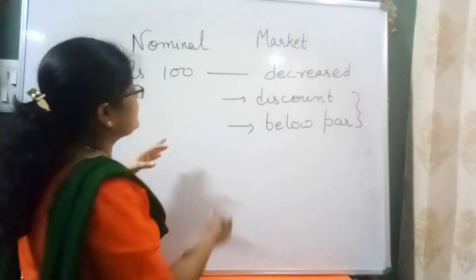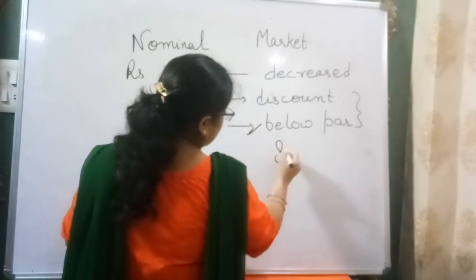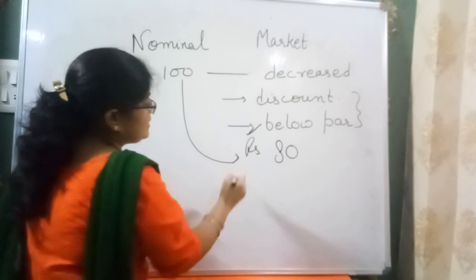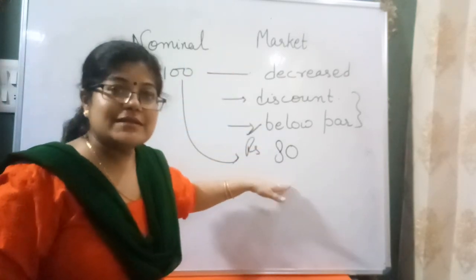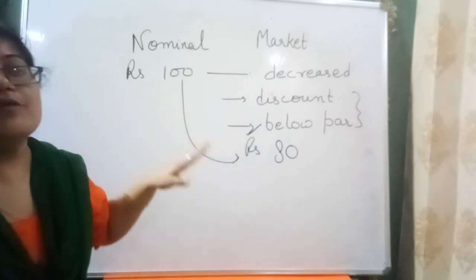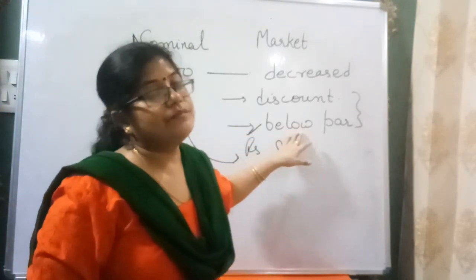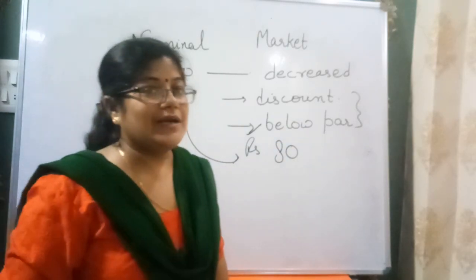For example, at that point, the price of the share becomes rupees 80. That means as rupees 80 is less than rupees 100, the market value of the share is less than the nominal value of the share. That means the share is at below par. Clear? I think this concept must be understood by you.